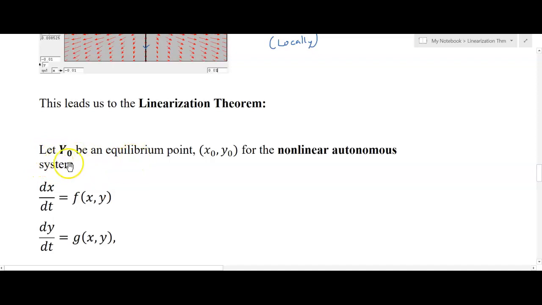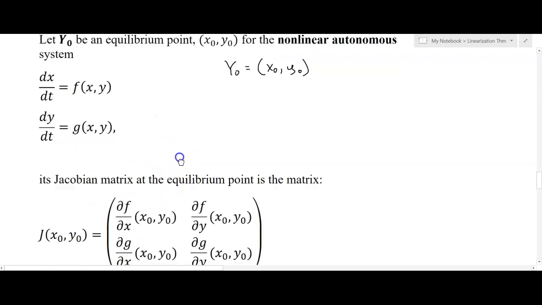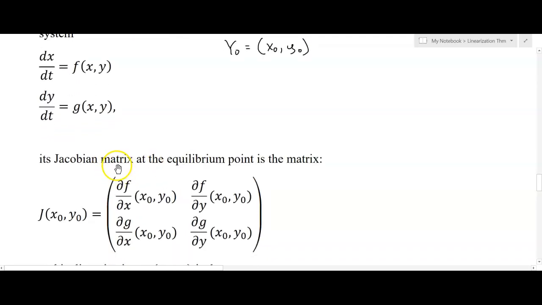So let y naught, so that's kind of a vector, be an equilibrium point. So just define y naught to be the equilibrium point, the ordered pair x0, y0. So it's just some point for the nonlinear system dx/dt equals f of x, y, dy/dt equals g of x, y. Its Jacobian matrix, this is a definition. The Jacobian matrix at the equilibrium point is the matrix with the partial derivatives.